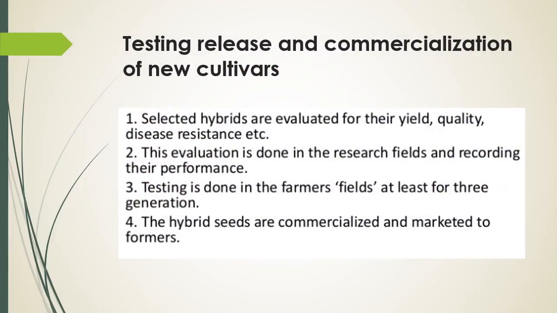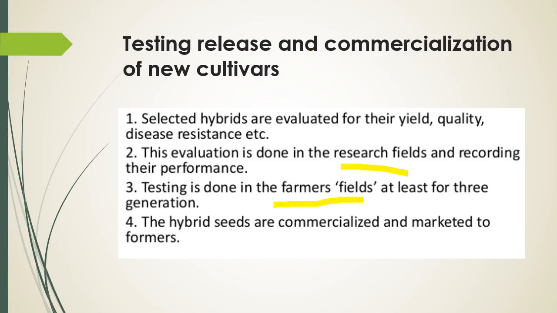And the last step: cross hybridization, then selection, again cross hybridization. Finally, we are going to test, release and commercialize the new cultivars. The selected hybrids are evaluated for yield, quality, and disease resistance. This evaluation you can do in research fields and record their performance. Testing is then done in the farmers' fields, because up to this time we were testing in a lab, using only lab methodology.